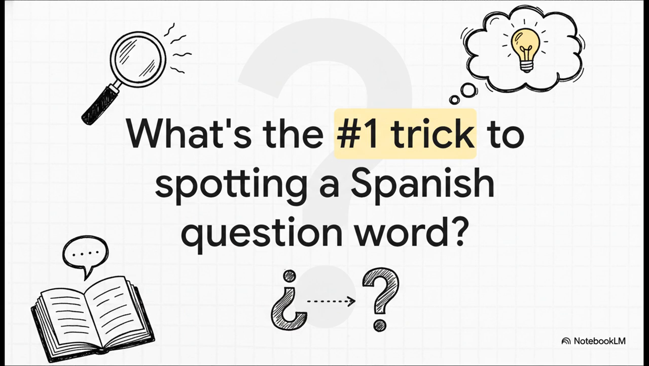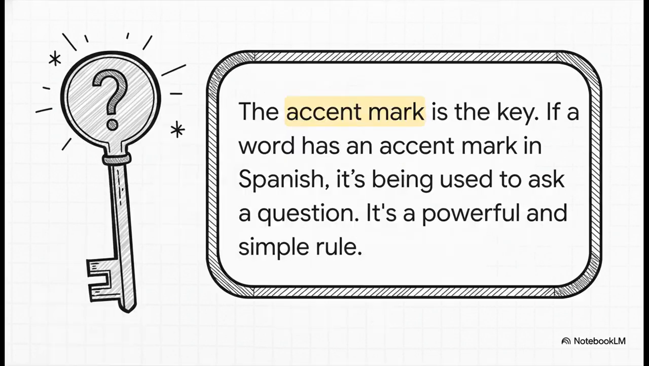Okay, let's kick things off with a little challenge. What is the number one absolute best trick to instantly spot a question word in Spanish? It's something super small, you've probably seen it a million times, but maybe never really connected the dots. Go on, take a guess. And there it is, the accent mark. Yep, that one tiny little slash is the whole secret. If a word like what or where has an accent mark over it, you know 100% it's being used to ask a question. It's such a simple rule, but it is so powerful.